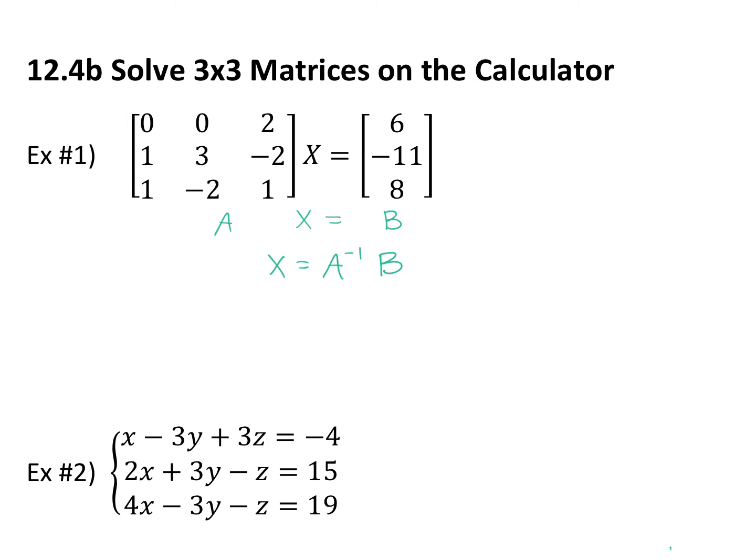What are the dimensions of your matrix B? 3x1. So you're going to hit 3, enter, 1, enter. And now put that second matrix in. So 6, and then -11, and then 8. Okay, now quit out of that. So second mode quits you out of there.